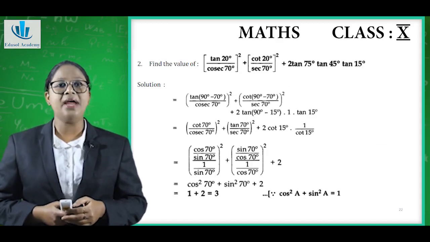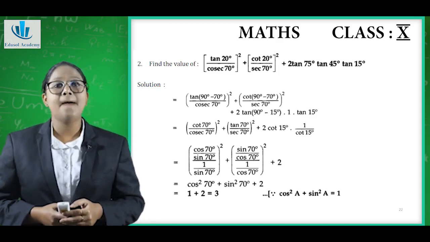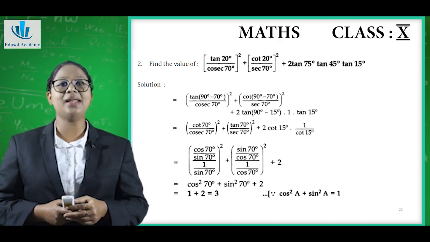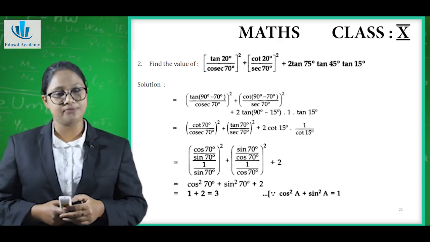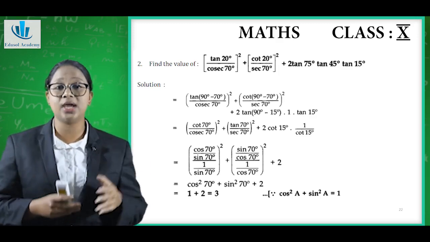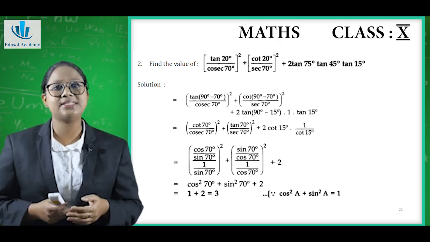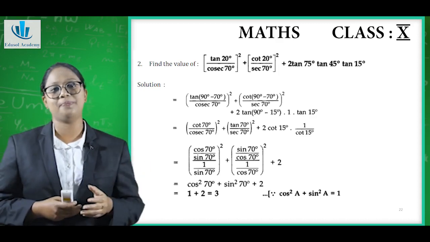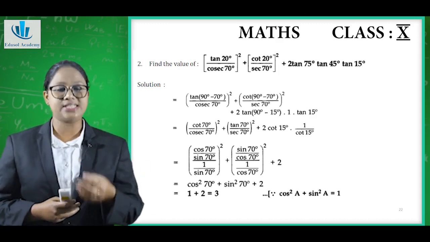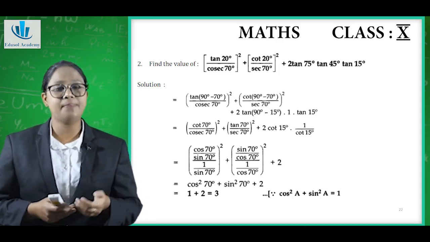Find the value of tan 20 by cosec 70 the whole square plus cot 20 by sec 70 the whole square plus 2 tan 75, tan 45, tan 15. Now when we write ratios together without any dots, they simply mean multiplication. So tan 75, tan 45, tan 15 means that they are being multiplied. Again, 20 and 70 are complementary. Now 75 and 15 are complementary. So we replace one of these.